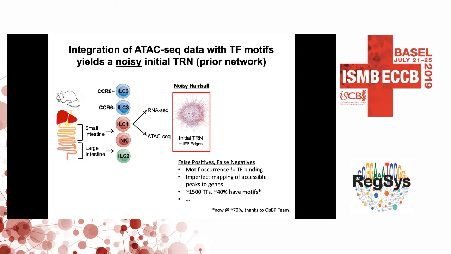And so this is how we arrive at this picture here. As you can see, there are a lot of errors associated with this initial noisy network. A motif occurrence does not mean the transcription factor is bound. We've got this linear association rule. And importantly, the network is incomplete because we don't have transcription factor motifs for all transcription factors.